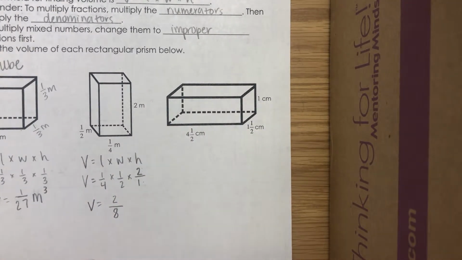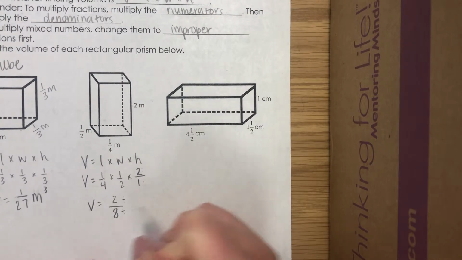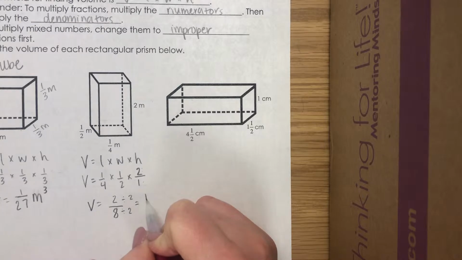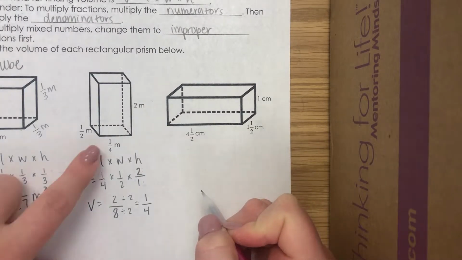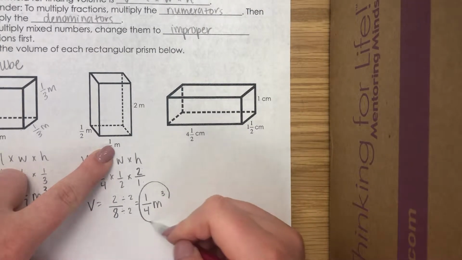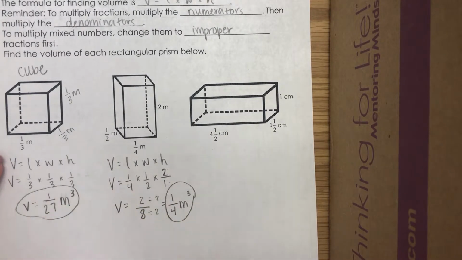Now, we should always simplify as well if we can. So can we simplify 2/8? If you said yes, you're correct, because we can divide both the numerator and denominator by 2, giving us 1/4. And the last step that we cannot forget is to put the units cubed. Okay, and I'm going to go back and circle this answer as well. All right. So there are the first two.